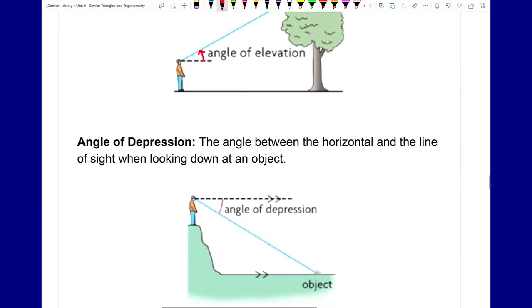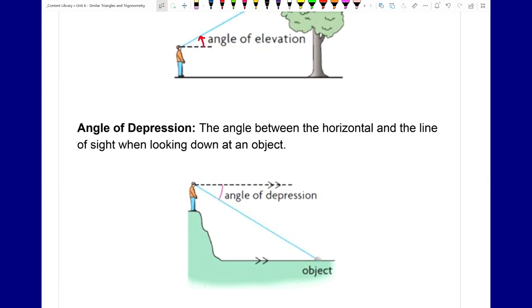Angle of depression is a similar idea, except now instead of going up, we're going down. You can think the term depression means you're feeling down. So in this case, it's from a horizontal and then down. It's this angle here that we just drew in. It's not this angle. It's not from the line down to the vertical, it's from the horizontal down to the line.